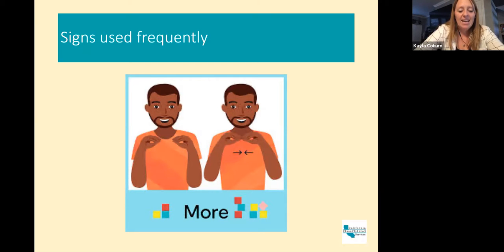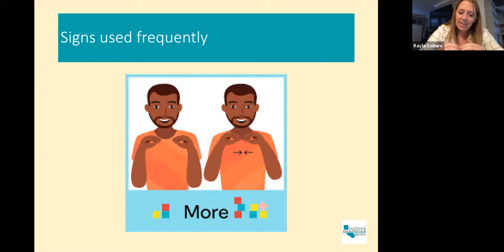And if anyone was here for last week's training, we were talking about the different signs and how, depending on where children are physically, signs might look a little bit different. And this is a sign that is going inward and hands are connecting.